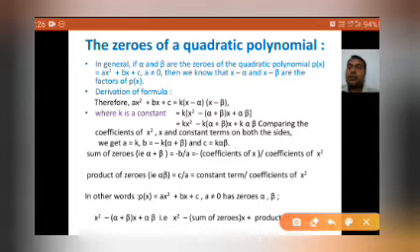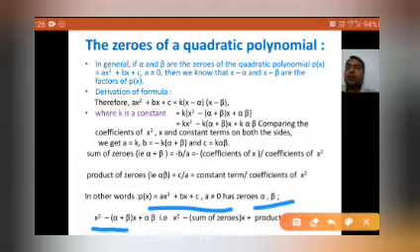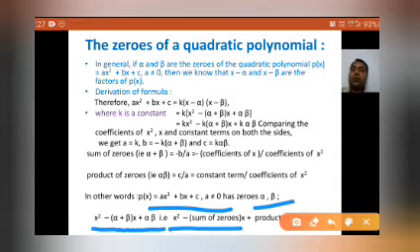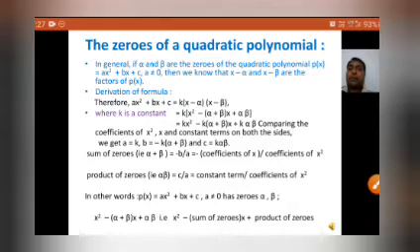In other words, a quadratic polynomial ax square plus bx plus c, a not equal to 0, has zeros alpha, beta, that is x square minus (alpha plus beta) into x plus alpha into beta, that is x square minus sum of zeros into x plus product of zeros.